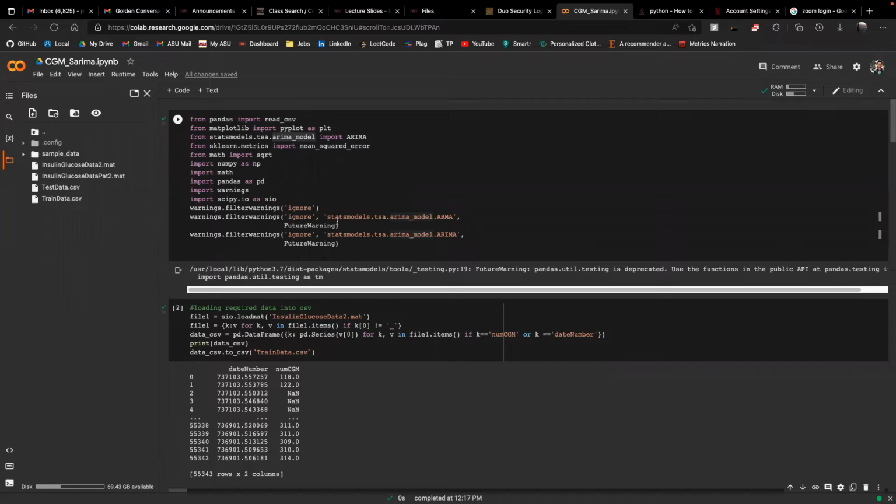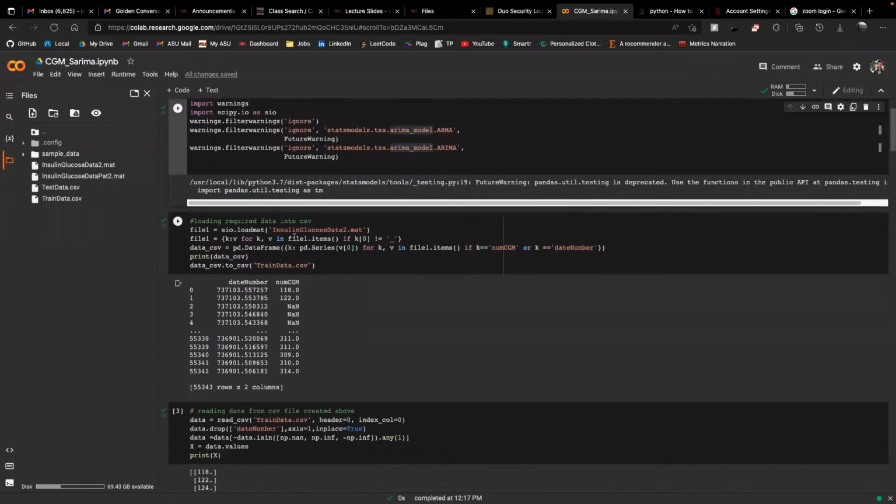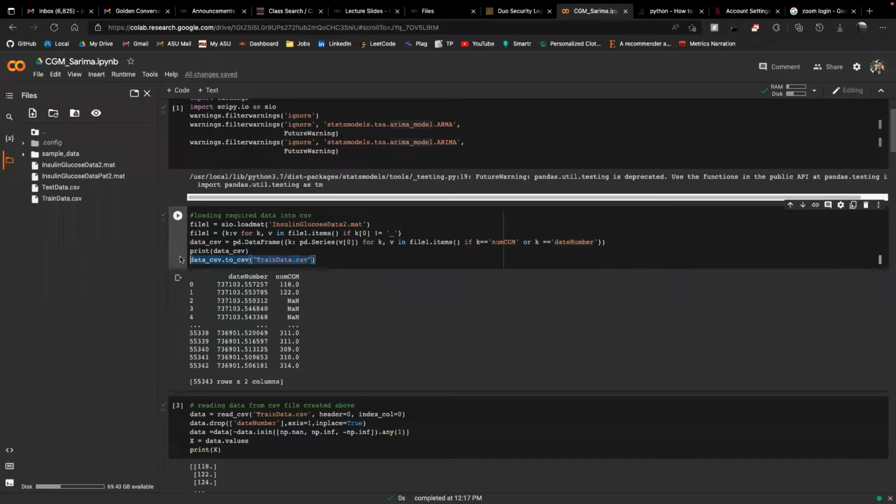Coming to this ARIMA model, here we are importing a bunch of libraries, the main one being the ARIMA model. After that, we are loading the required data into a CSV file. So we are processing the data given in the MAT file, and we are taking the num CGM and date number values from it and pushing it into a CSV file.